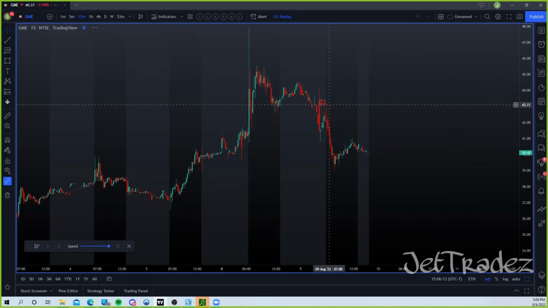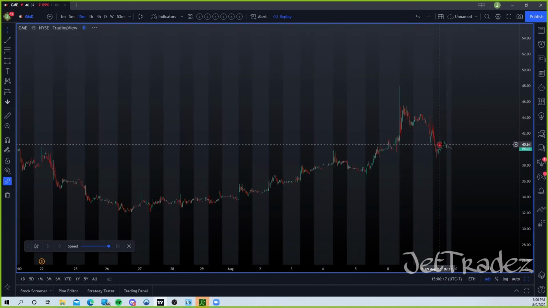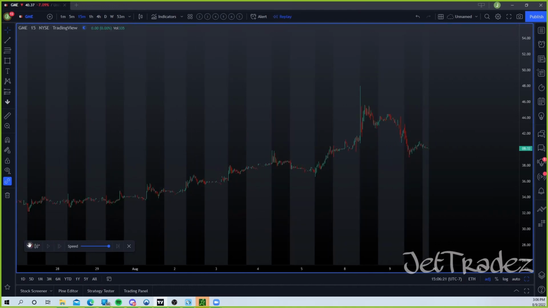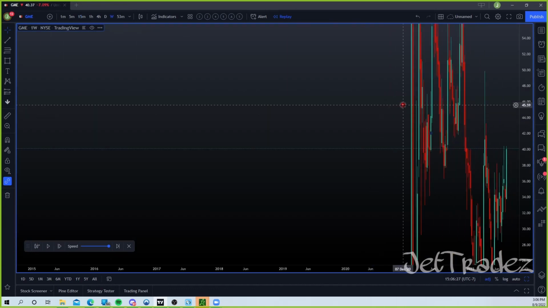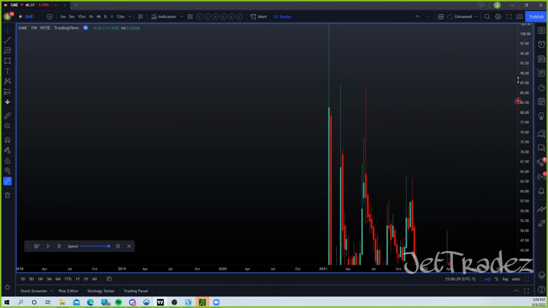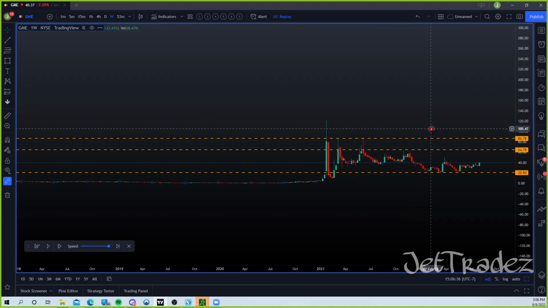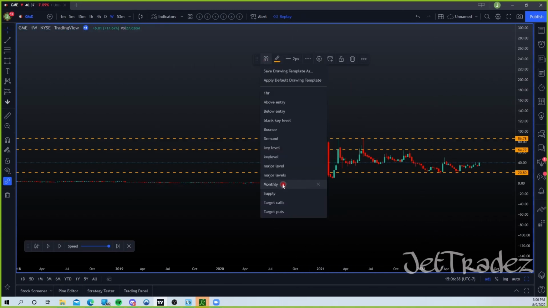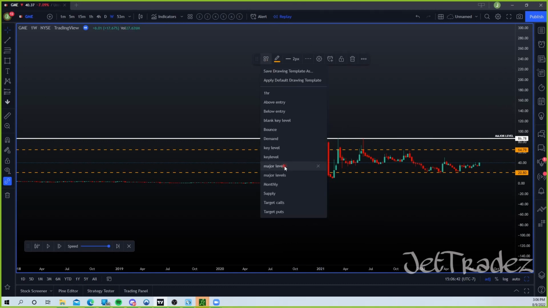GME. I know everybody's been seeing GME now. GME popped like 2 days ago. Yep. Oh, it dropped already. Okay, GME, even this works for meme stocks. The memes. Ugly ass levels. There you go. Weekly, I'm starting off on the weekly.